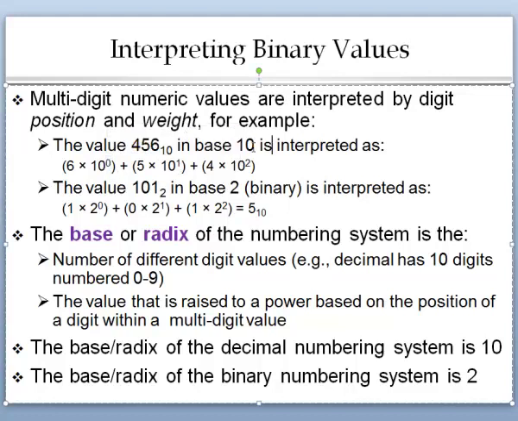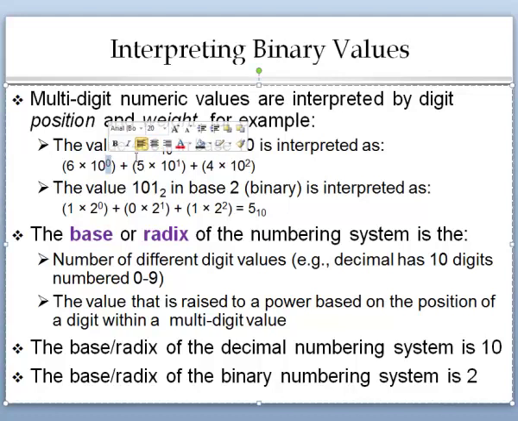Okay, so the position of the 6 being immediately to the left of the decimal point, that's considered position 0. The next position to the left, the one occupied by the 5, is position 1. The next position to the left, occupied by the 4, is position 2, so on and so forth. And we take those position numbers, which start from 0 in this case, and use those as exponents.